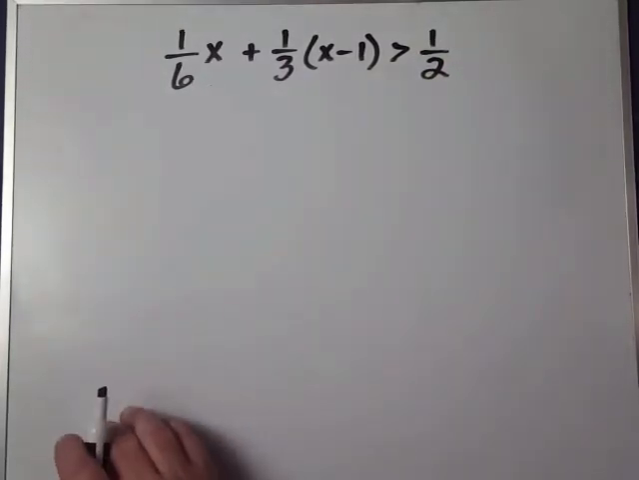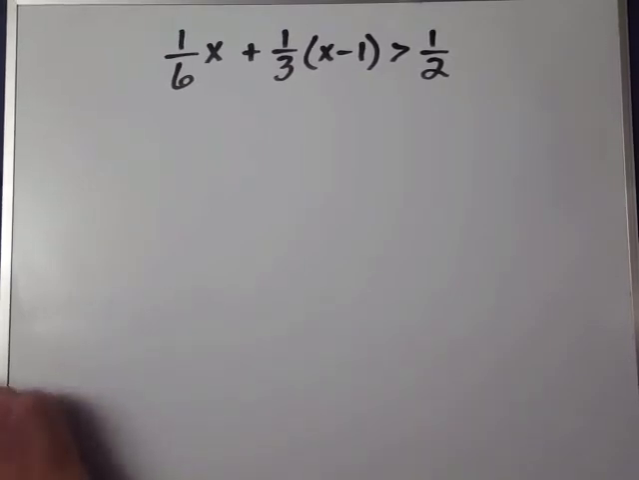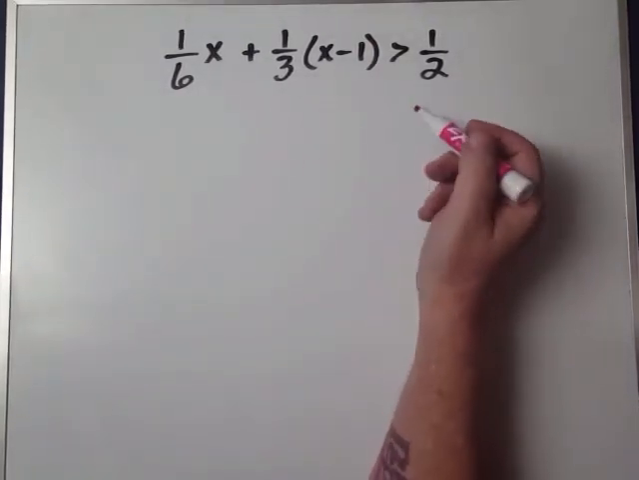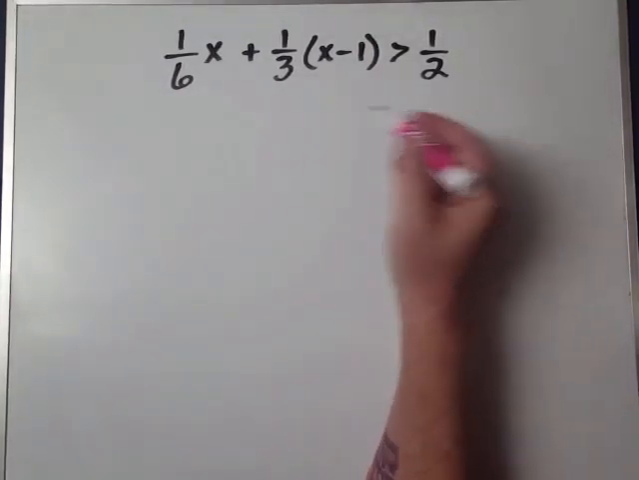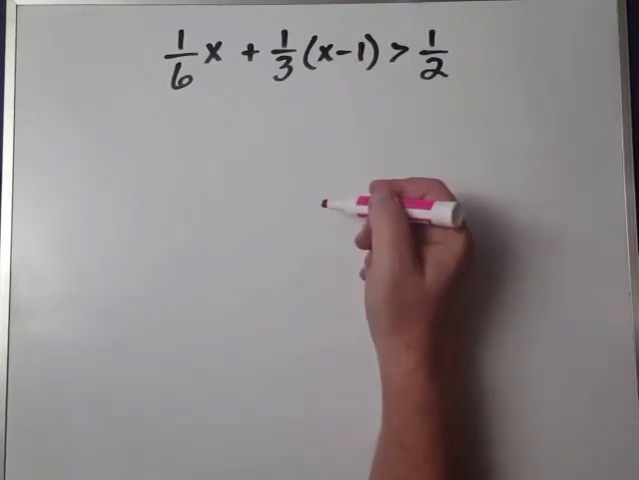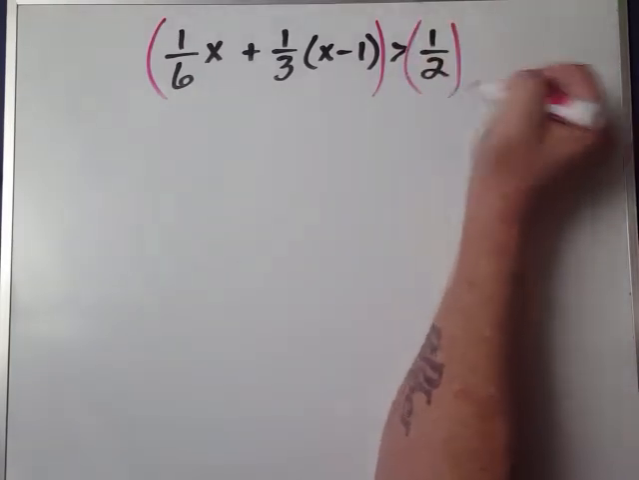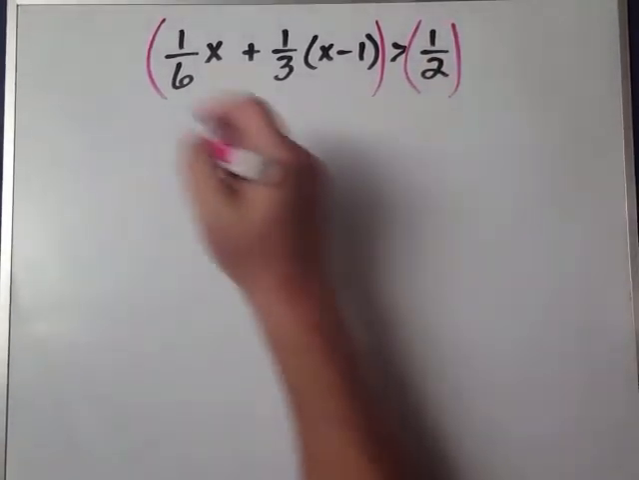We know that we can clear fractions from equations. Can we clear fractions from inequalities? Sure, it's got two sides. So we can multiply both sides by the same thing, still have an equivalent inequality. Let's multiply both sides by the least common denominator. That would be 6 this time.